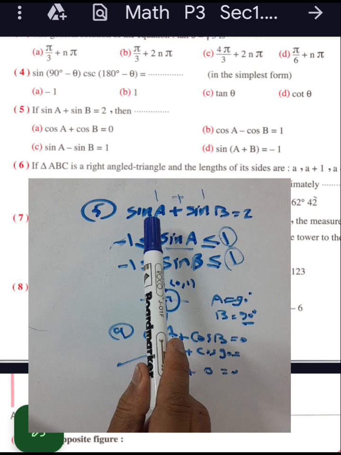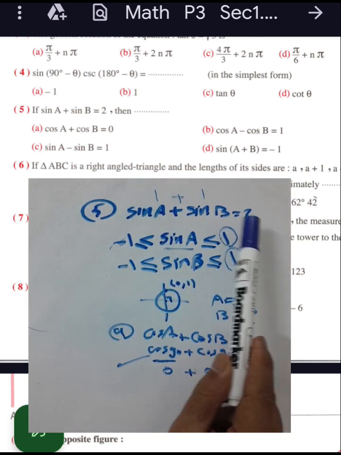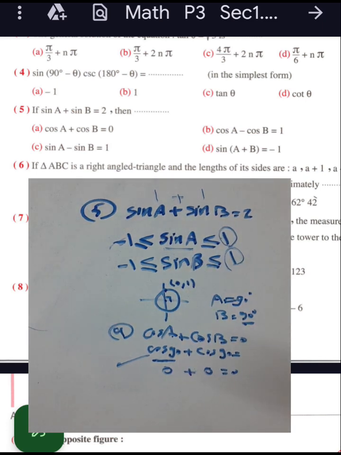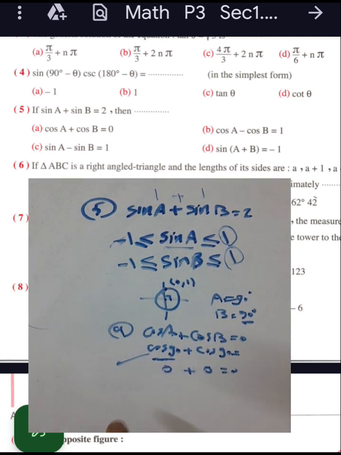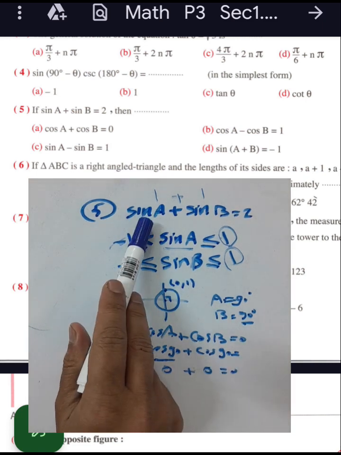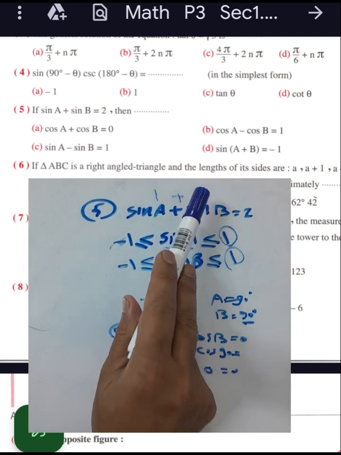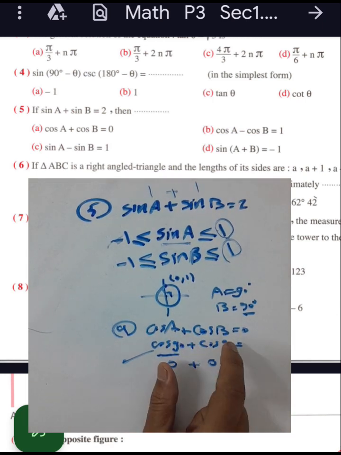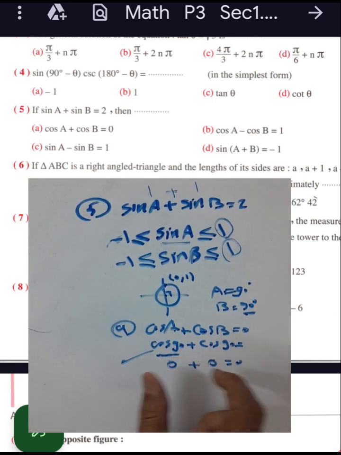Again, we have sine A plus sine B equals 2. It means sine A will be 1 and sine B equals 1. 1 plus 1 equals 2. Then the measure of angle A equals 90 degrees because sine 90 equals 1. Understood? Then we can put here 90 and 90. Cosine 90 plus cosine 90, 0 plus 0 equals 0.